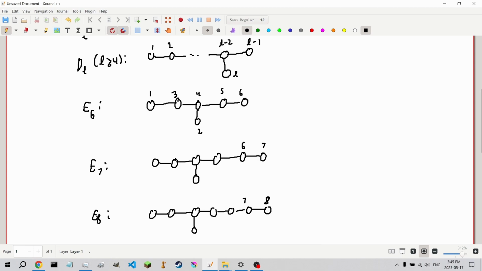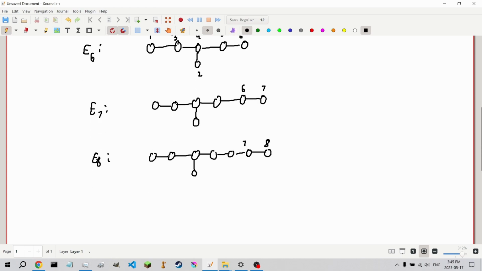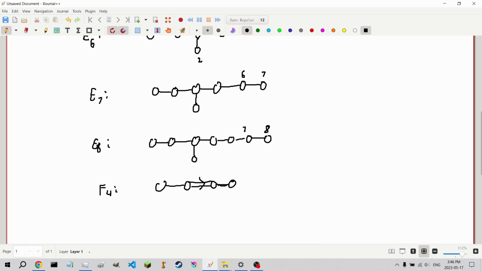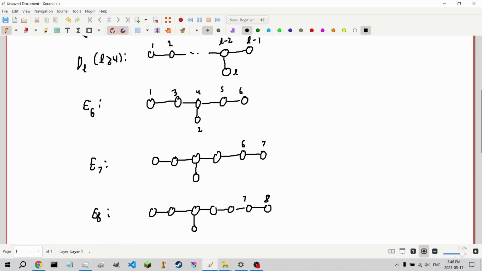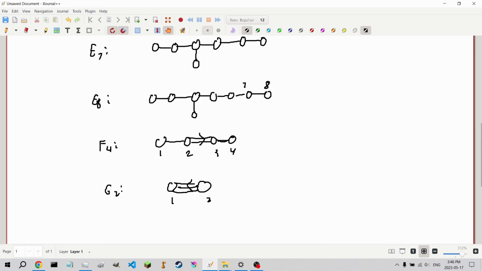And then we have two extra ones beyond that. We have F4, which is this one we saw earlier, with a double connection in the middle pointing whatever direction you want: 1, 2, 3, 4. And G2 with nodes 1 and 2 and pointing one direction, and this is the only triple connection it looks like we'll see.